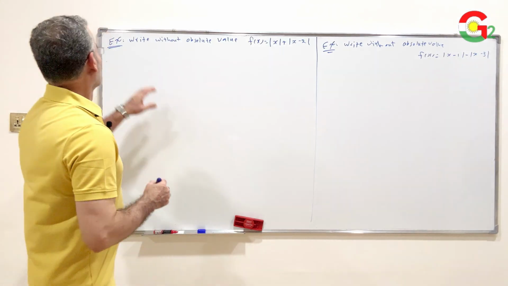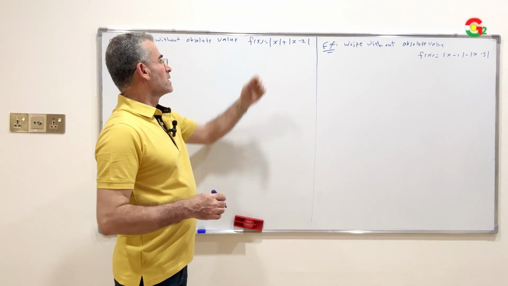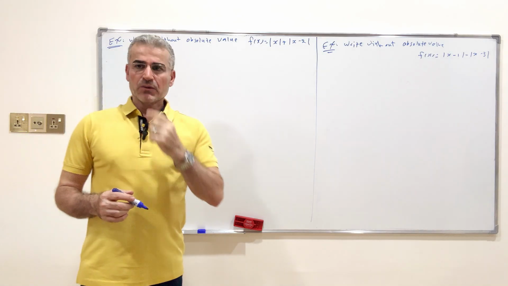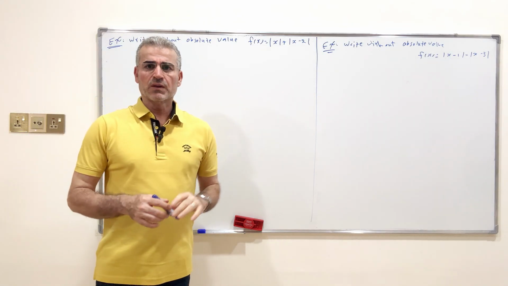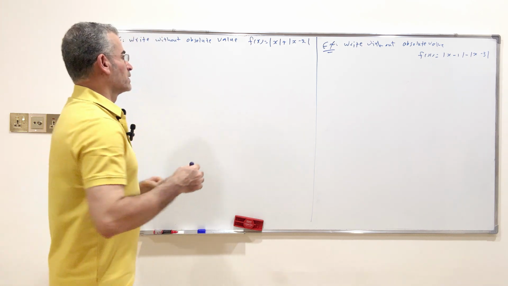Example. Write without absolute value the function f of x equals absolute value x plus absolute value x minus 2. We want to write this function without absolute value as a piecewise function.